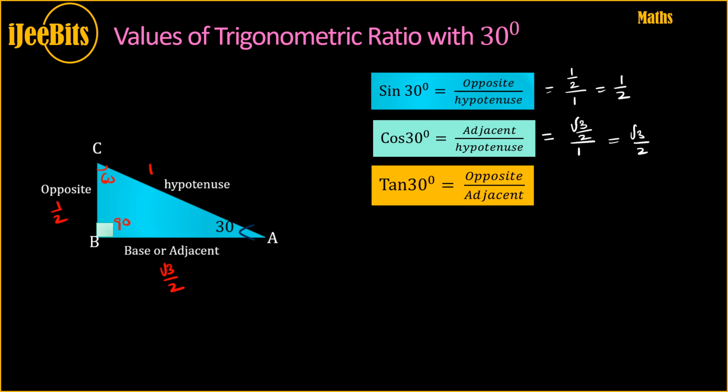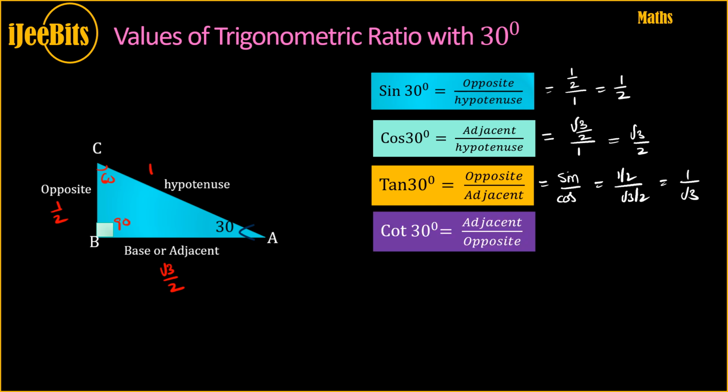Now tan 30. Tan 30, by definition, we know is sine by cos. Correct, no? Sine by cos. Above we have the values for sine and cos: 1 by 2 divided by root 3 by 2, and hence this is 1 by root 3. Similarly, cot 30. Cot is the reciprocal of tan, and we just computed tan 30 is 1 by root 3. So the reciprocal of 1 by root 3 is root 3. So cot 30 is root 3.